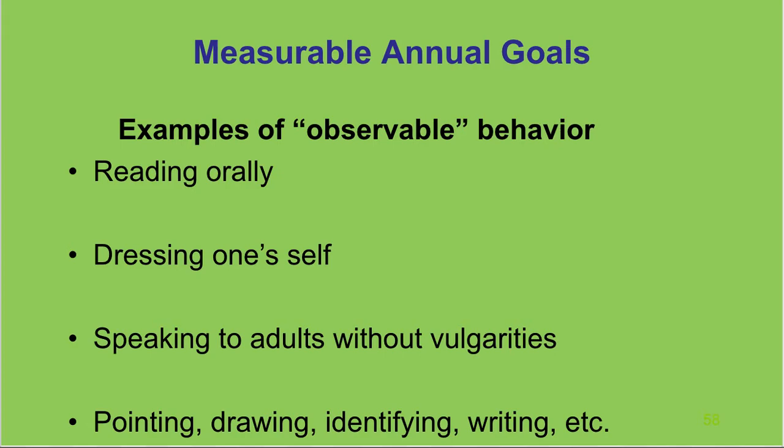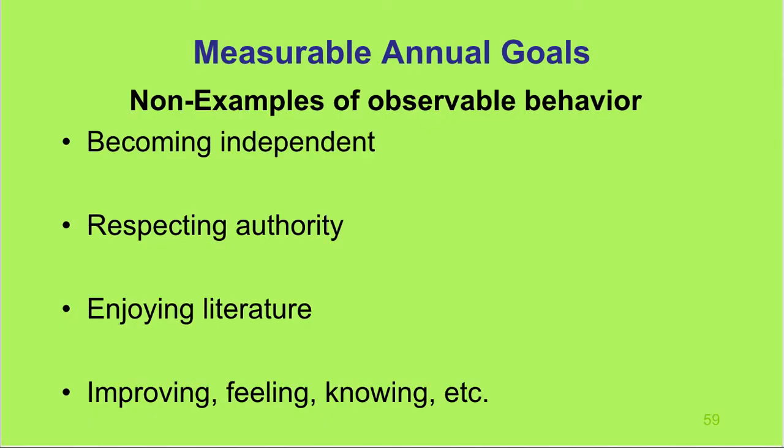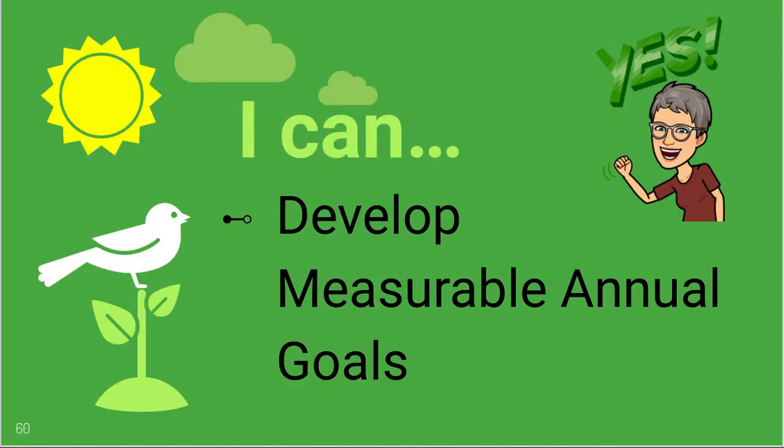All right, measurable annual goals. Examples of observable behavior would be reading orally, dressing oneself, speaking to adults without vulgarities, pointing, drawing, identifying, or writing, things like that. But non-examples of observable behavior would be becoming independent, respecting authority, enjoying literature, improving, feeling, or knowing. None of those things are things that we can observe or actually measure. All right, so that's the idea that we'll be able to develop measurable annual goals.